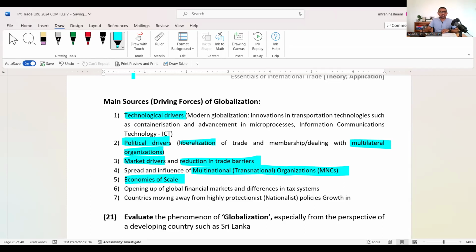When the global market is your focus, you can go for large scale production, economies of scale. Opening up global financial markets, right? You don't have to depend on finance only from your domestic economy, but global financial markets open up for you, right? And especially the differences in tax systems.